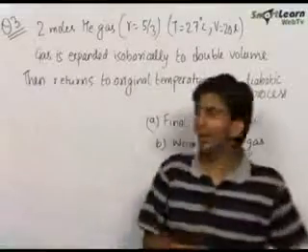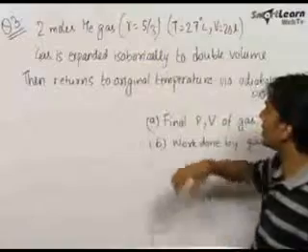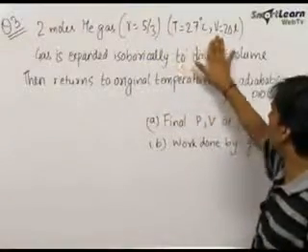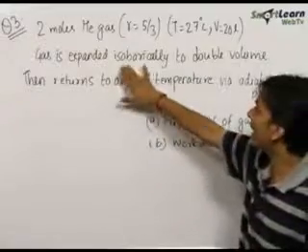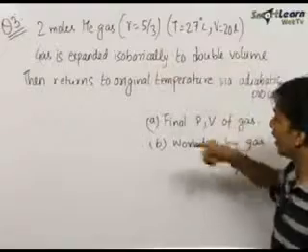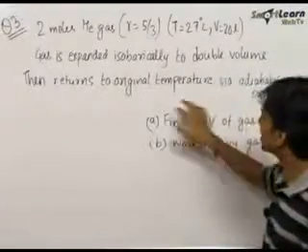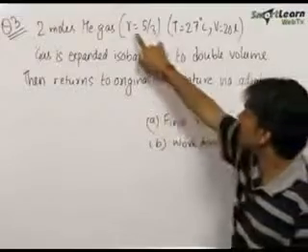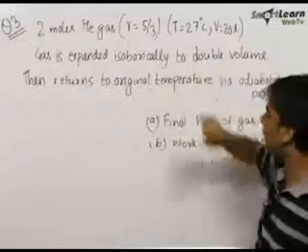So the third question that we have here: we have been given 2 moles of helium gas with a gamma value of 5/3, temperature equal to 300 Kelvin, and volume equal to 20 liters initially. Now the gas is expanded isobarically, that is at constant pressure, to double its volume. Now the gas goes through another, adiabatic process, in which its temperature comes back to its original value of 300 kelvins.